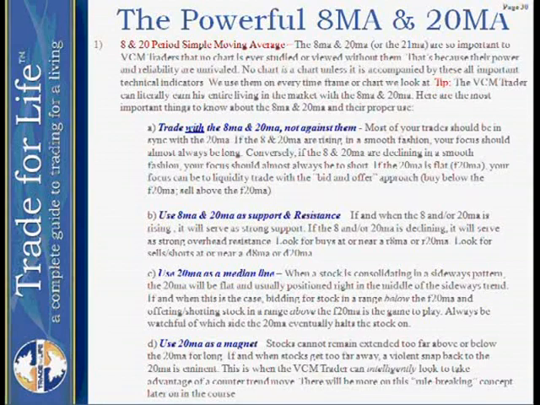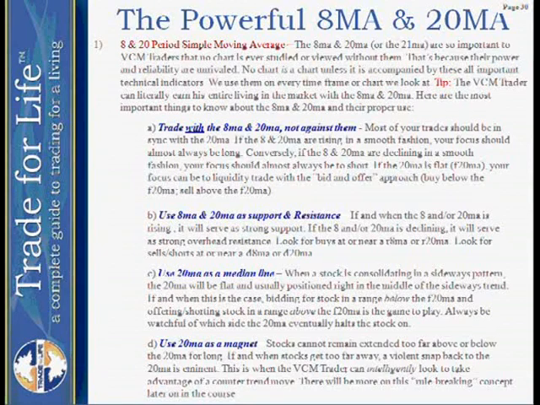And the steeper their ascent or descent, the greater their support or resistance capabilities. Steeply rising 8 or 20, powerful support underneath the stock. Steeply declining 8 or 20, powerful ceiling over the stock. Powerful ceiling above the stock. Is this clear? Okay.